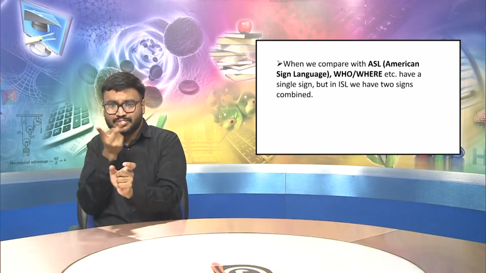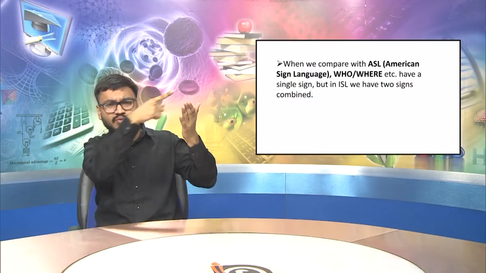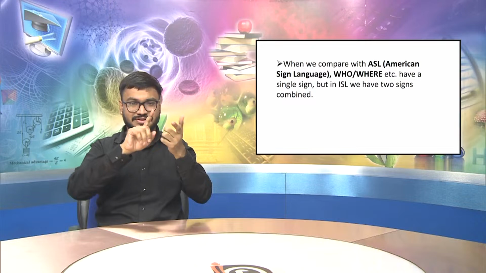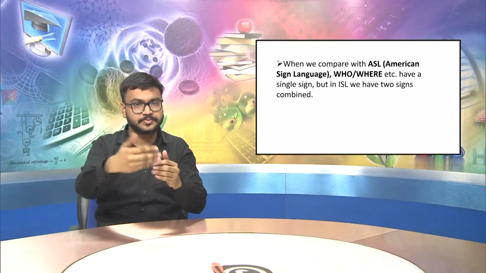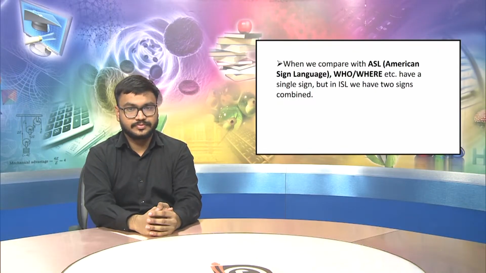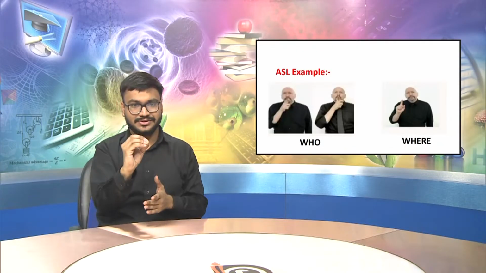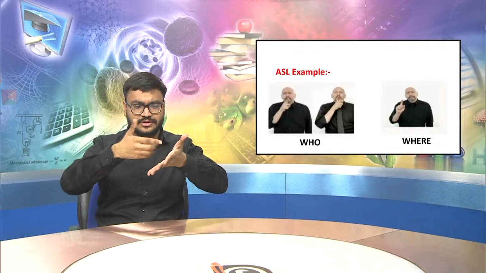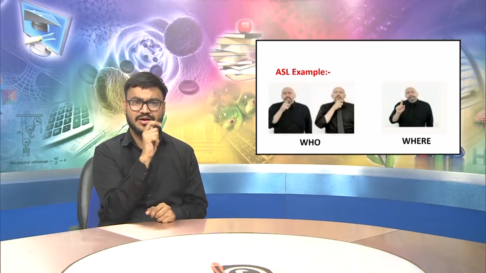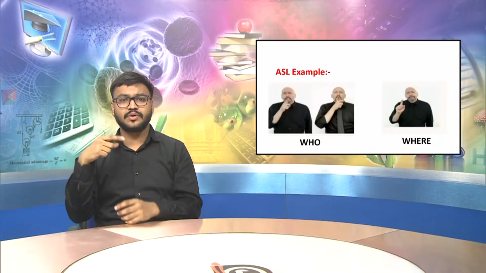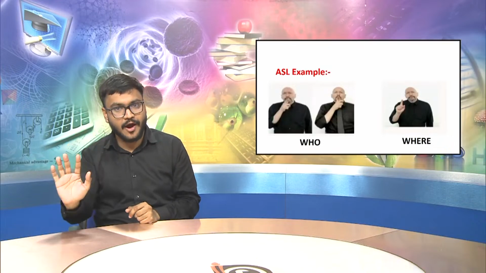But when we compare ISL with ASL, which is American Sign Language, who, where, when, etc., have a single sign. For example, in ASL, the sign of who is this. In English, there is a single word and in ASL there is a single sign, but in ISL it has two specific words in it.